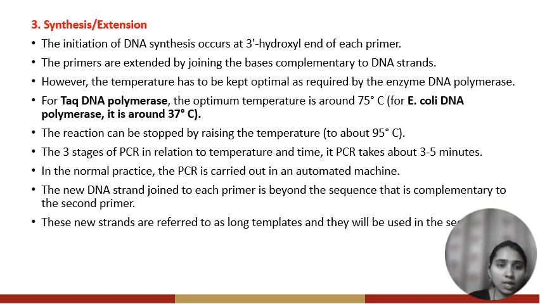the PCR. This reaction can be stopped by raising the temperature to about 95 degrees Celsius. Considering the three stages of the PCR in relation to temperature and time, the PCR takes 3 to 5 minutes for each cycle. In the normal laboratories, the PCR is carried out in an automated machine. The new DNA strand joined to each primer extends beyond the sequence that is complementary to the second primer. These new strands are referred to as long templates, and they will be used in the second cycle.